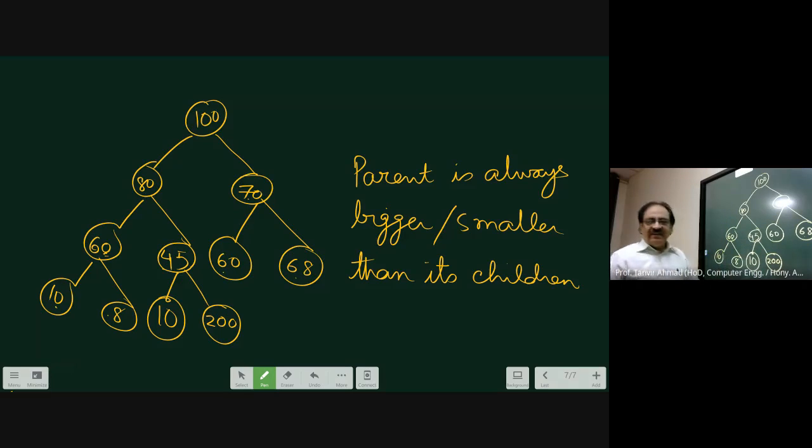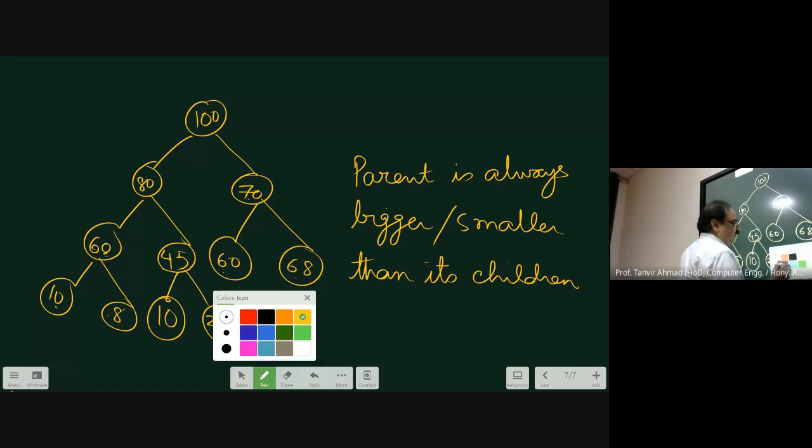But once I insert 200, the property is violated, because the property says that the parent must always be bigger than the child, which is not true at this place, which is not true over here, which is not true.